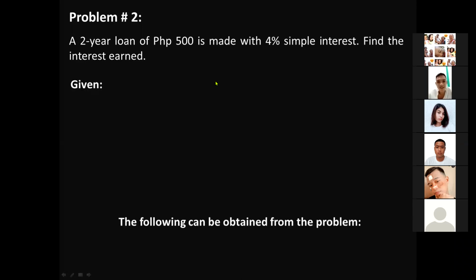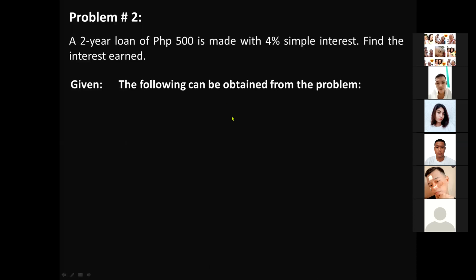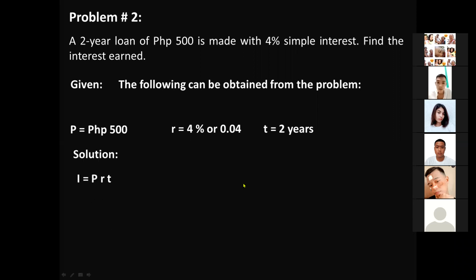Okay. So given, the following can be obtained from the problem. Principal, yan ang puhunan, 500 pesos. Rate of interest is 4%, to be converted into decimal before doing any calculation, and that is equal to 0.04. At time of 2 years, walang problema kasi naka-express na kagad sa years. Pero katulad ng sinabi ko kanina, kapag yan is number of days, convert sa year. Kung number of months, convert sa years. Solution. I is equals to PRT. 500 times 0.04 times 2.